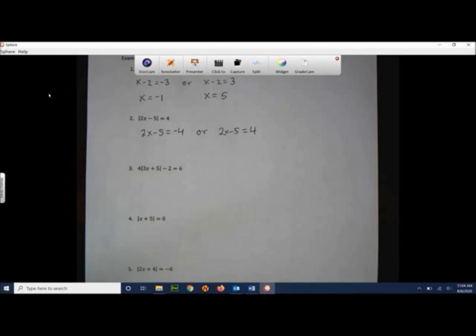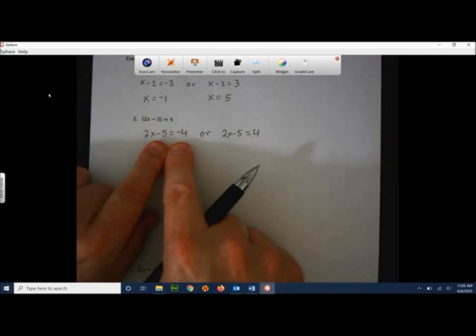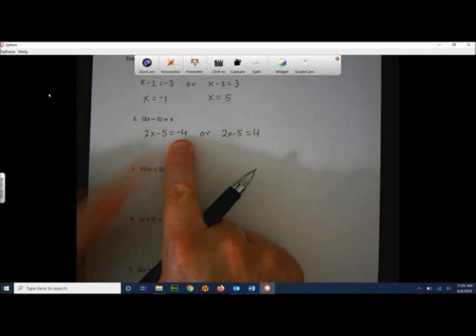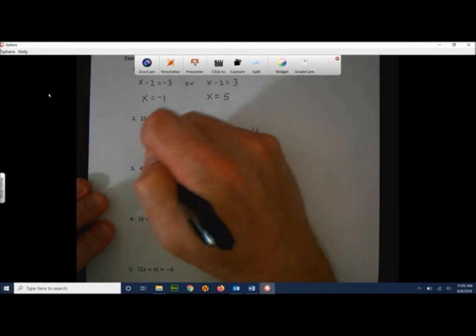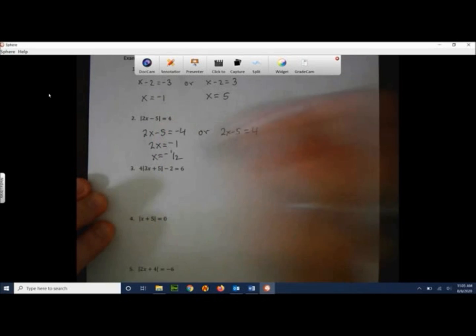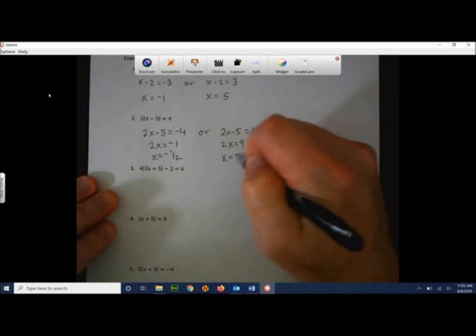So that's pretty much how we solve these absolute value equations. Once we have the absolute value equals a number, we set it equal to the exact number it is, and we set it equal to the opposite number. Solving each one, 2x equals negative 1, x equals negative 1/2. Over here, 2x is 9, x is 9/2.